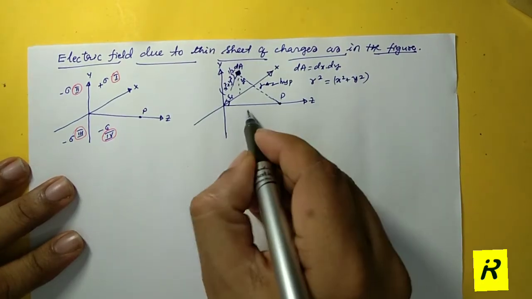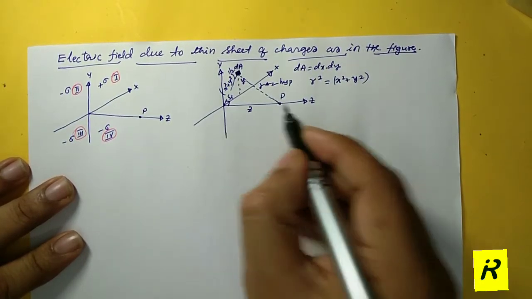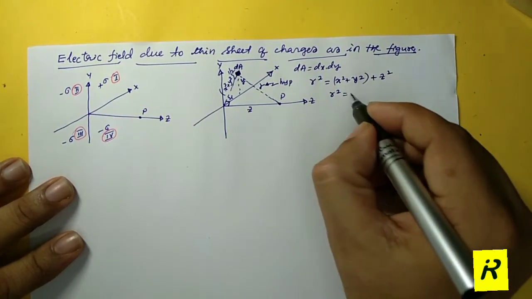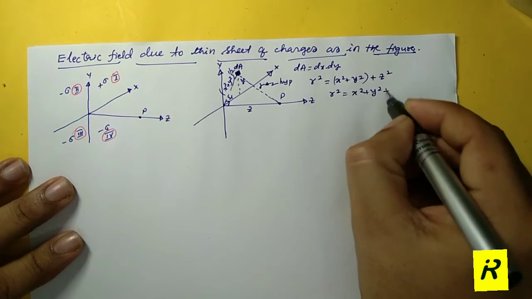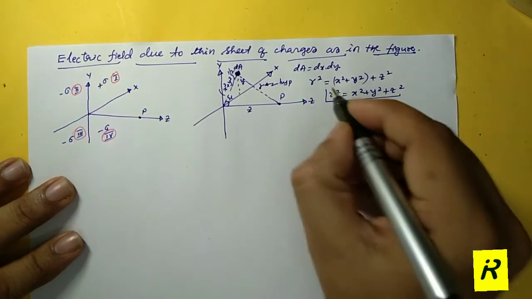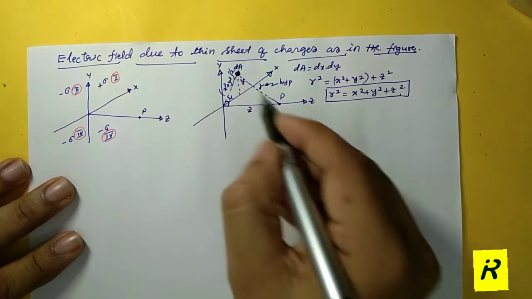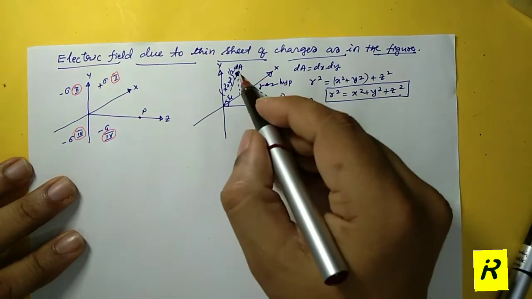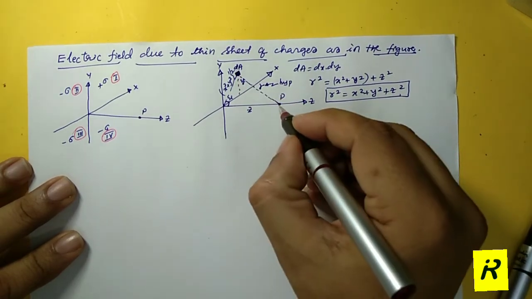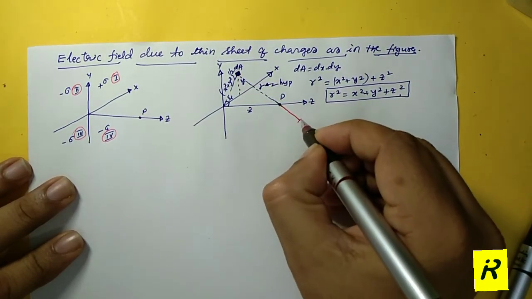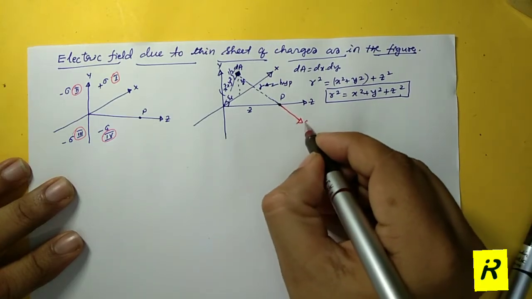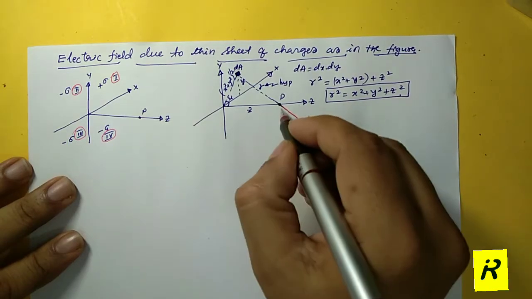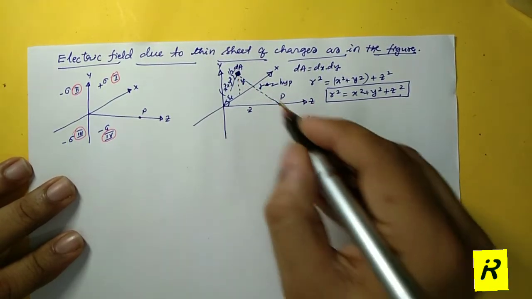And this distance, from here to here, is z, so that gives z square. So r square is simply x square plus y square plus z square. This is our r square. Now you must be careful. The electric field at point P only due to this small area will act in this direction, along R. This is the elemental electric field dE.